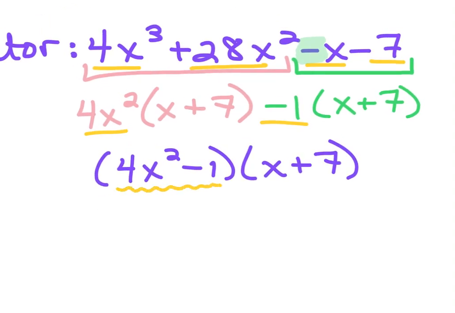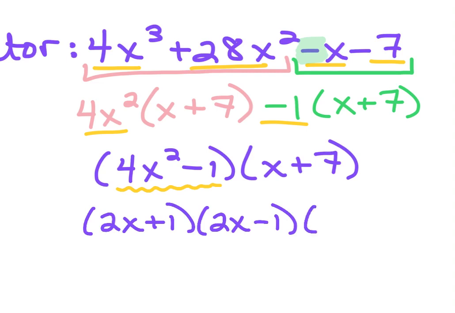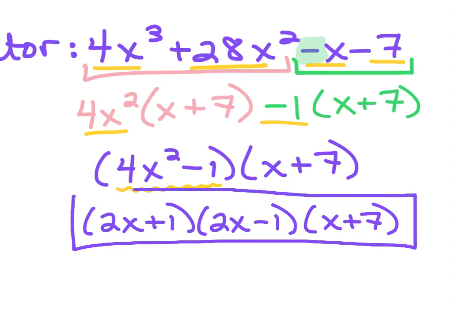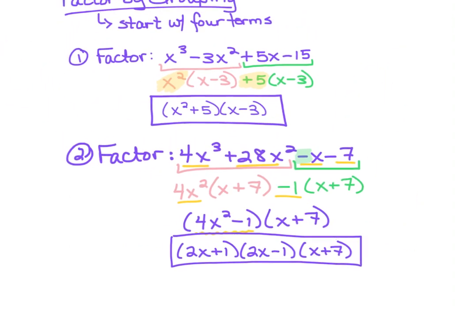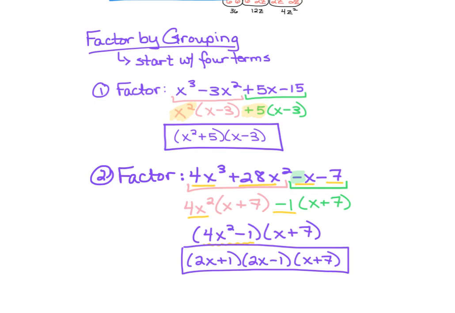And your 4x squared minus 1 can still be factored because 4 is a perfect square, x squared is a perfect square, and 1 is a perfect square. And so that'll be 2x plus 1 times 2x minus 1, and then x plus 7. And there you have factored that expression.